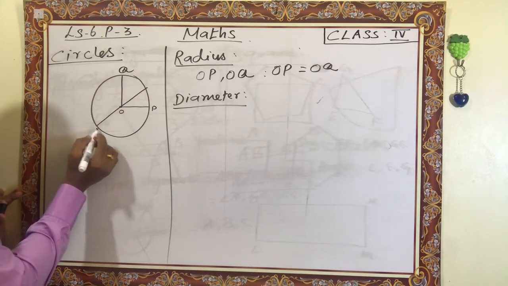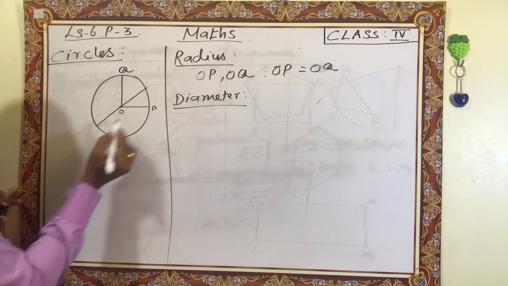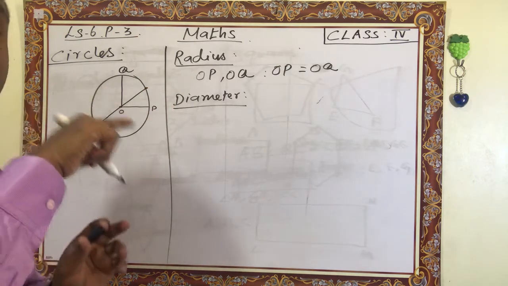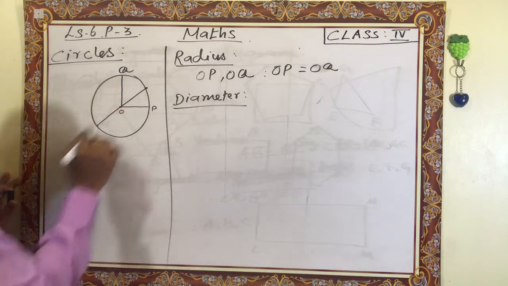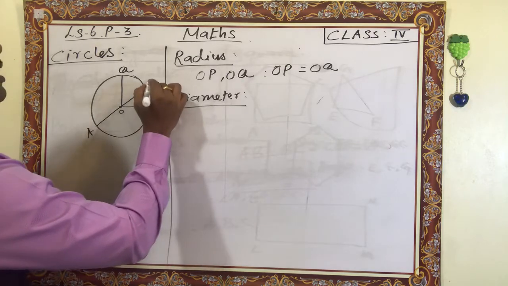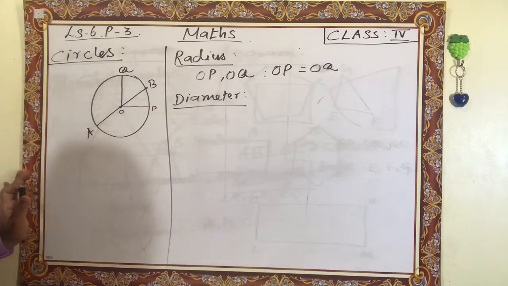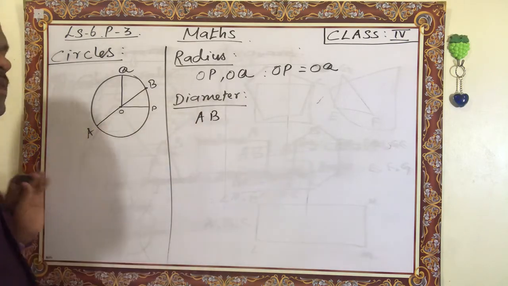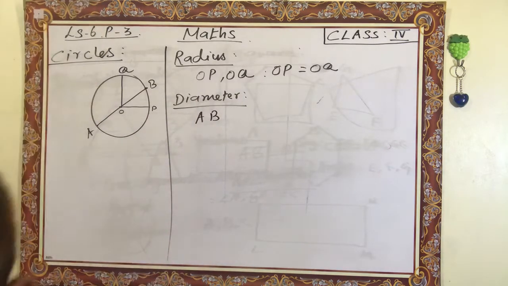Okay, and end points. This is one end point. This is another end point. End points should lie on the circle. We can name this AB. Simply AB. In this circle, AB is the diameter.